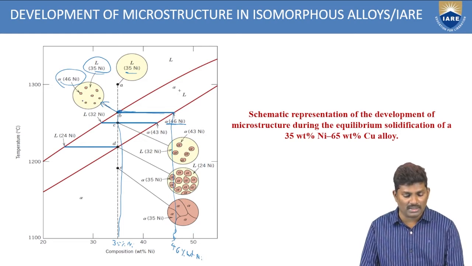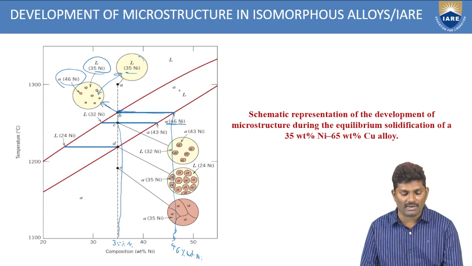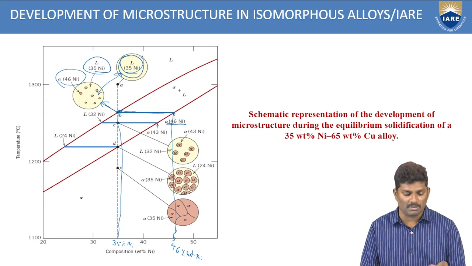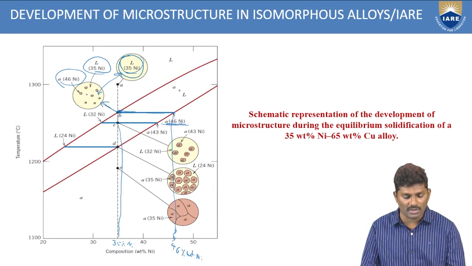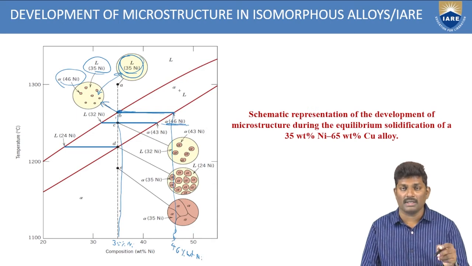At this point, if you compare these two microstructures, here you have complete liquid nature. But here, some solids are also forming. The nucleates of alpha particles are also forming. Those are the solid particles. How much? 46% of nickel. So we are showing this here. This is how you have to find out the composition at that point B.